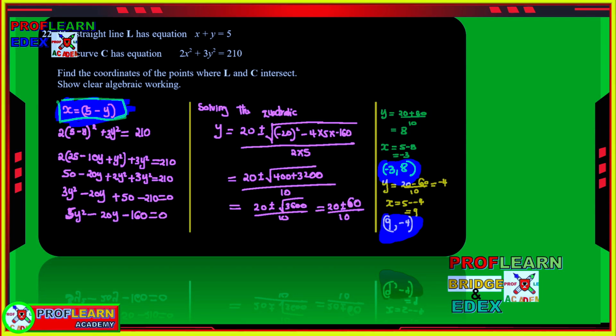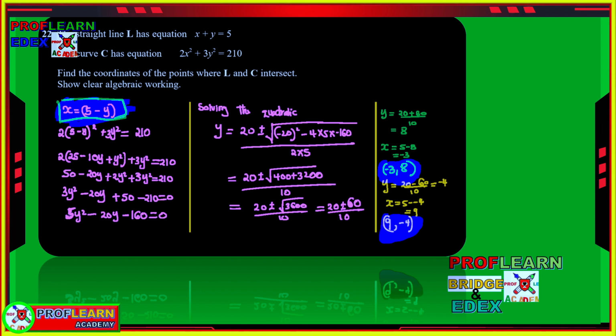We need to look at the next part. This is part 3 of this particular tutorial of May June 2024, and we shall focus on the next question, which is question 22. We are told that a straight line L has the equation x plus y equals 5, and the curve C has the equation 2x squared plus 3y squared equals 110.